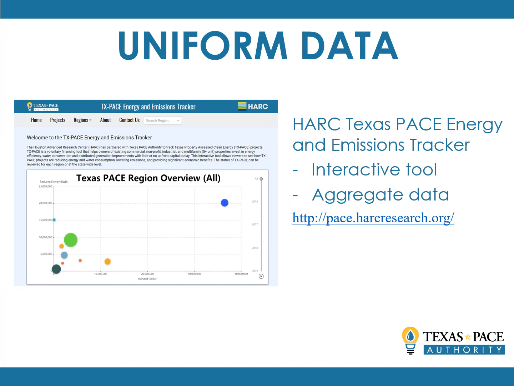Using the data you share with us, HARC is able to help Texas PACE Authority see and understand how PACE projects are reducing energy and water consumption, lowering emissions, and providing significant economic benefits. The goal is to provide aggregate data about the program and to help us view actual project progress related to reducing energy and water resource usage. You can view these analytics at pace.harcresearch.org, an interactive site that provides an overview of utility and cost savings in different regions of Texas.